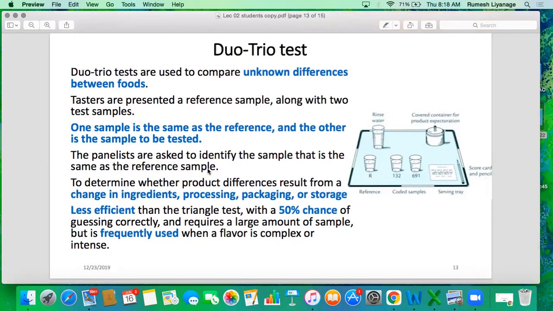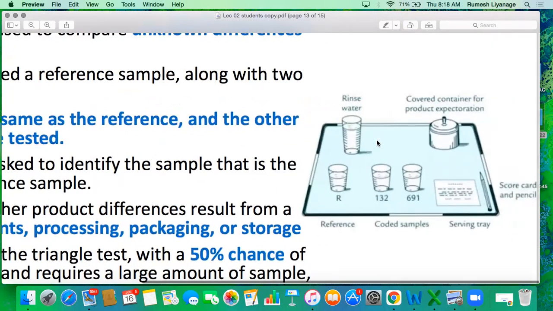The panelist is asked to identify the sample that is the same as the reference sample to determine whether the product difference results from a change in ingredient, processing, packaging, or storage. Here you know the chance. There are only 2 samples, so chance is 50%. So we use this method.